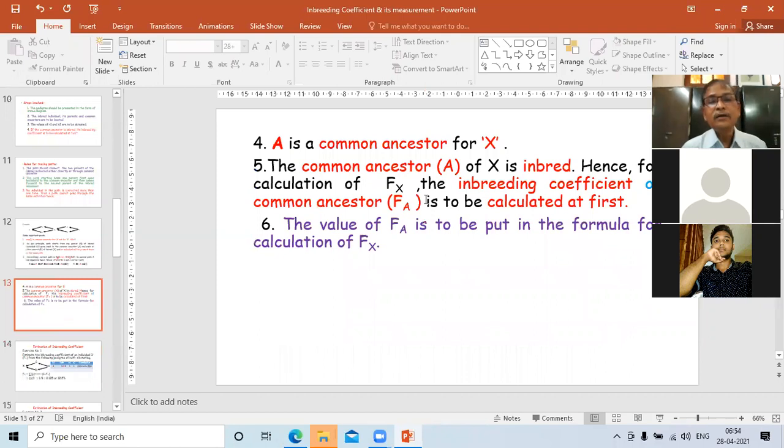Next, A is a common ancestor for X. The common ancestor A of X is inbred. Hence the common ancestor is inbred. So for calculation of Fx, the inbreeding coefficient of the common ancestor Fa is to be calculated first. The value of Fa is to be put in the formula for calculation of Fx. Clear?